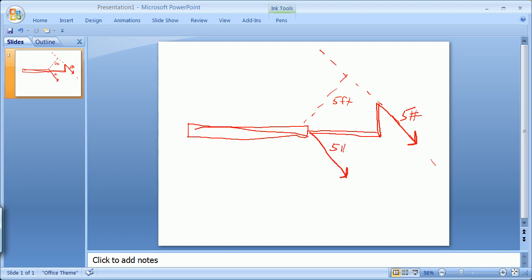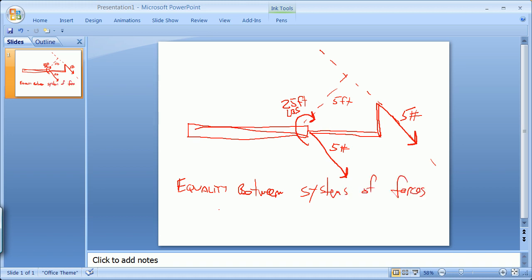Can you see that this 5 pounds placed out there and this same 5 pounds placed here, but also with a twist or a torque of 25 foot-pounds is the same thing? Can you see that the definition of equality between systems of forces is equal forces and equal moments?